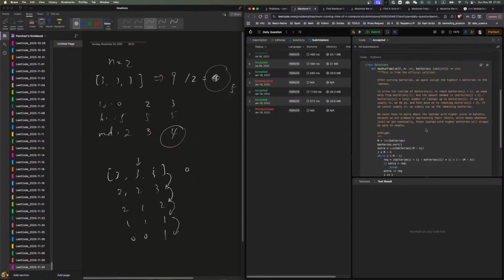After sorting batteries, we again assign the highest n batteries to the laptops. Okay, to allow the runtime of batteries to reach. We need help from this, and the amount needed is this minus this times the total number of laptops up to battery I. If we can supply it, we do so.